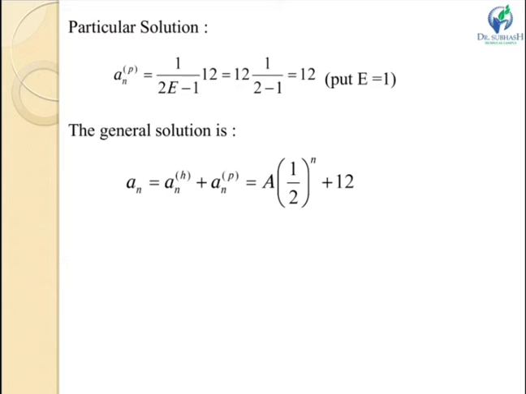a_n^P equal to, we will replace alpha by E in the characteristic equation. So this will be 12 upon 2 into E minus 1. Now we'll put E equal to 1 over here. So I get 12 upon 2 minus 1, which is equal to 12. Now the general solution is given by a_n equal to a_n^H plus a_n^P. We will put the values of a_n^H and a_n^P in this equation, that is A into 1 by 2 raised to n plus 12, which is the final solution of the given recurrence relation.